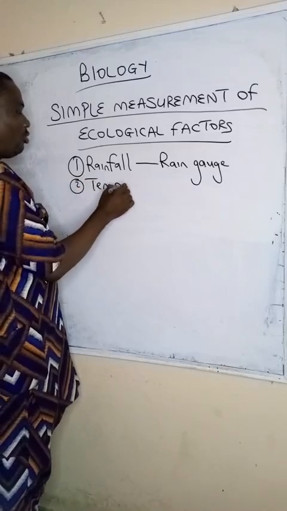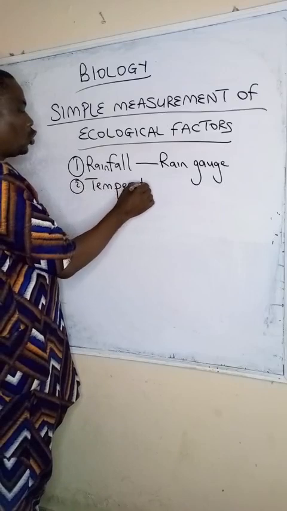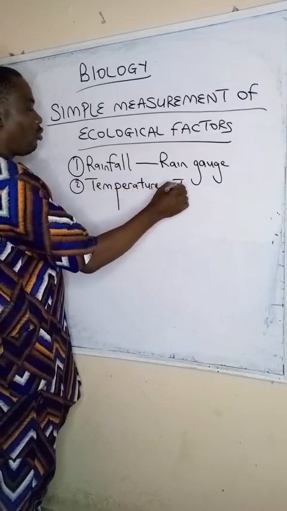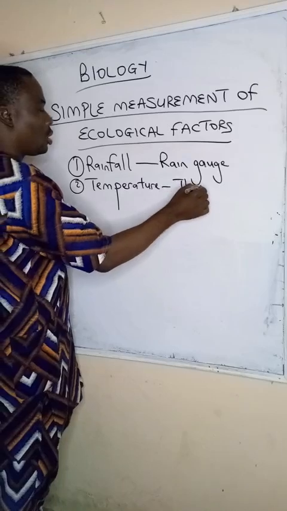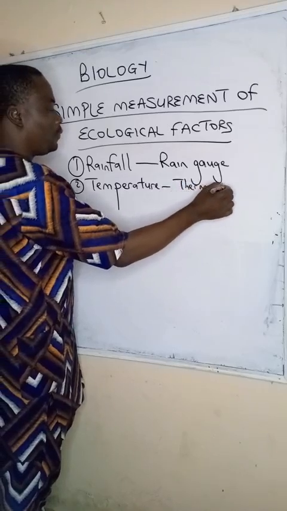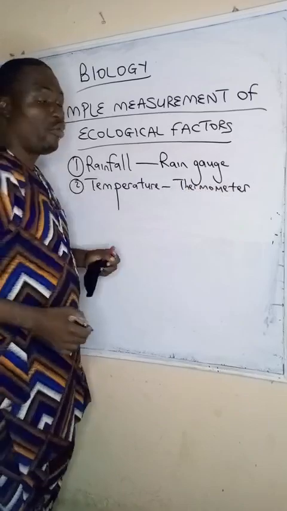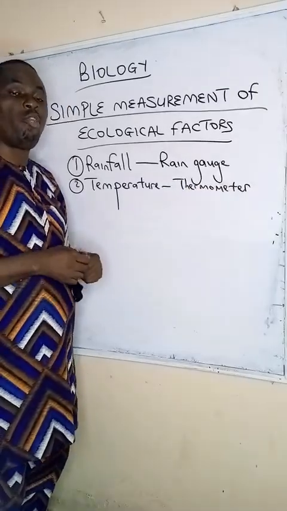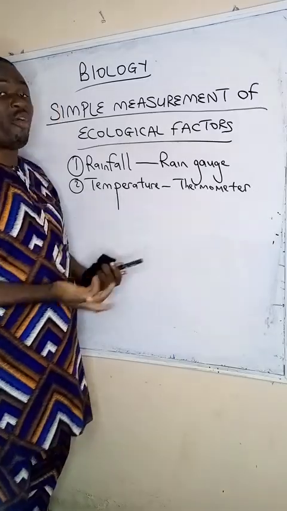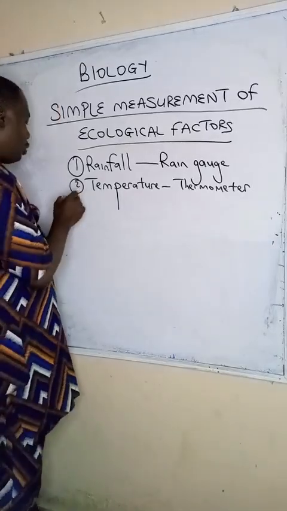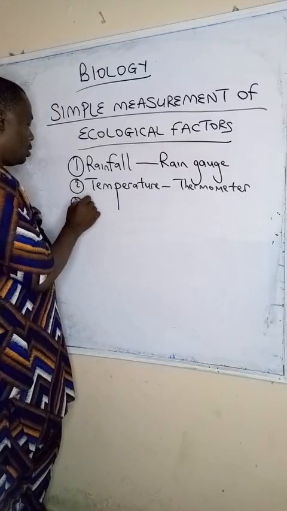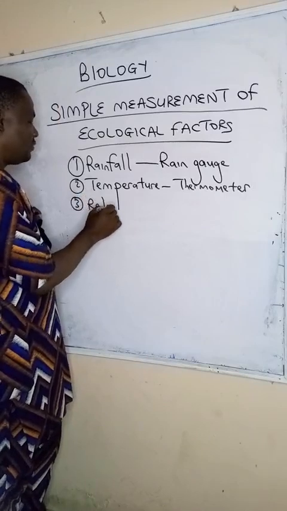You all know what temperature means: the measure of the hotness or coldness of a body. It's measured with a thermometer. We have various types of thermometer used in ecology. We have the maximum and the minimum thermometer. We have the soil thermometer. The next one is relative humidity.